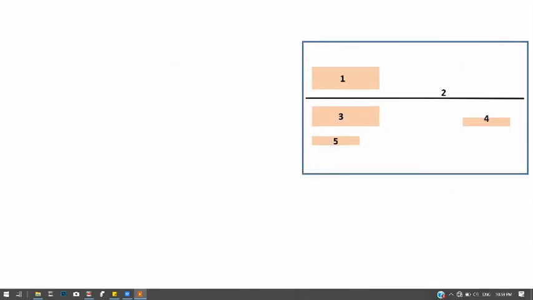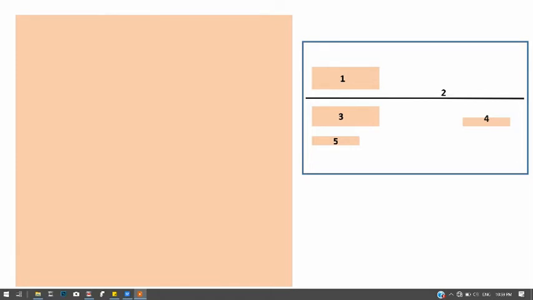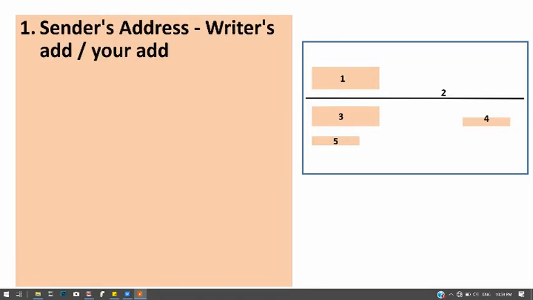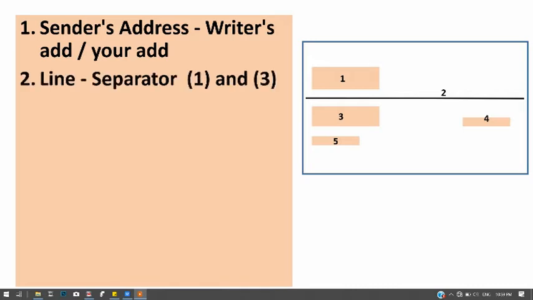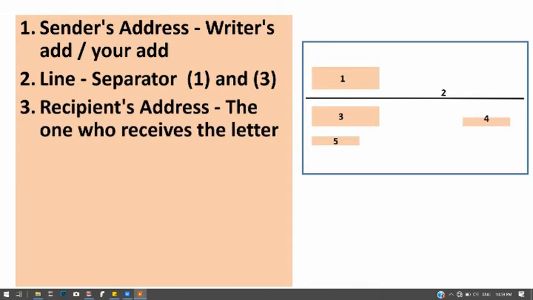Okay, next. Let's talk about the peach zone, the top zone. Firstly we have sender's address. Sender's address means the writer's address, and normally in exam it refers to your address because you are the writer. In exam you are the writer. It's your address. Secondly, we have a line, a very simple line, a separator between 1 and 3. So 1 is sender's address, 3 is recipient's address. That is the one who receives the letter. This is number 3.